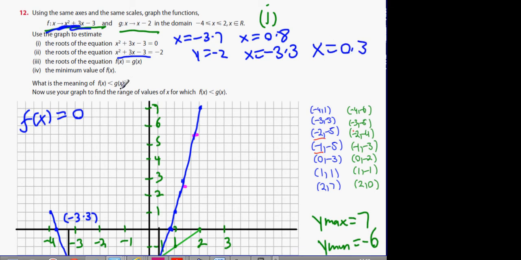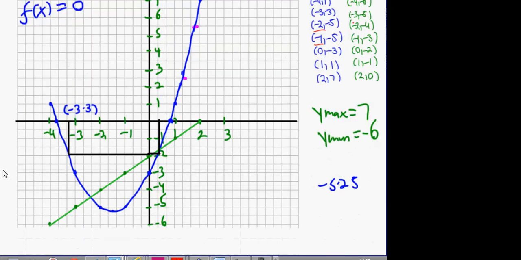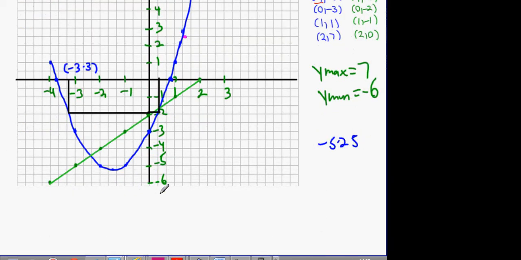Finally, the roots of the equation f of x equals g of x. What does that mean? f of x equals g of x. The y value of the curve equals the y value of the line. Where does this happen? Here, and I might need to get rid of this for a second. Okay, here. Look at these two.